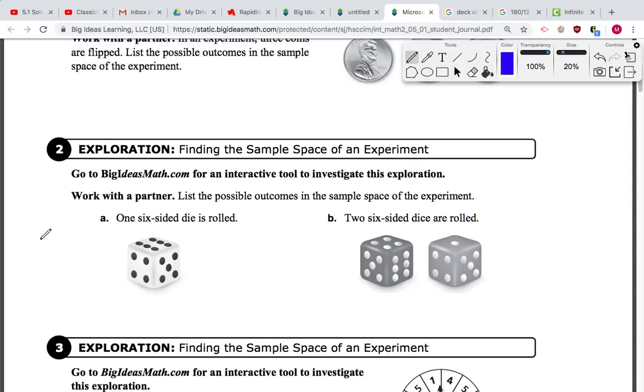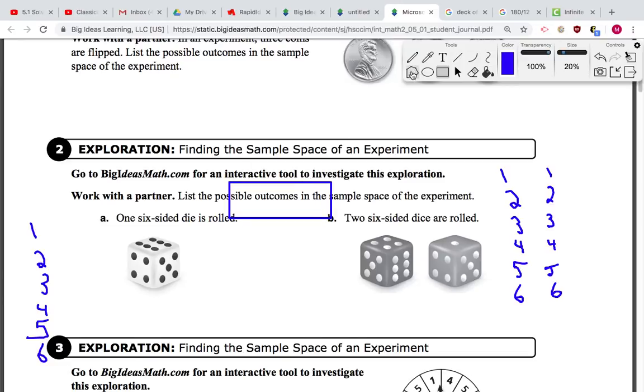List the possible outcomes in the sample space of the experiments. So you could roll one 6-sided die, right? So you could roll a 1, a 2, a 3, a 4, a 5, or a 6. Now this one gets a little more complicated because we could roll on the first die, just like before, a 1, a 2, a 3, a 4, a 5, or a 6. And we could go ahead and duplicate that for the second die. But if we are rolling them, then here are the actual outcomes.